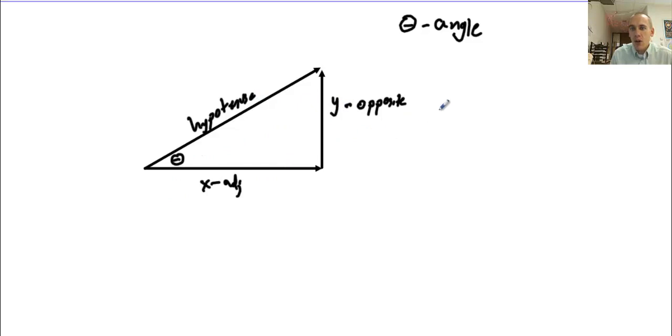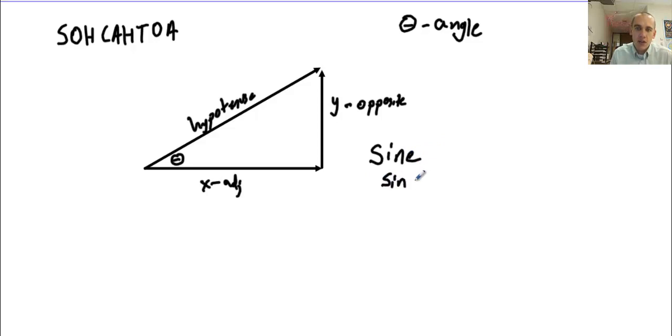Now, if you guys recall, there's the mnemonic device, right? SOHCAHTOA, which says that the sine of the angle, which we usually abbreviate sin, sine of theta, is equal to the opposite side over the hypotenuse. So I'm going to say the sine of theta is equal to y over h. And then we have the cosine of theta, right? Cosine, we usually just abbreviate cos, is equal to the adjacent side, x, over h.